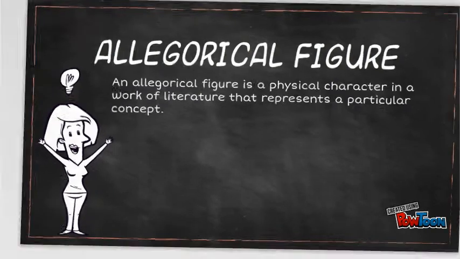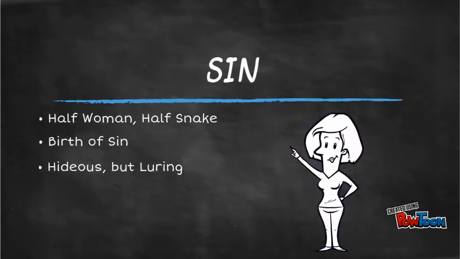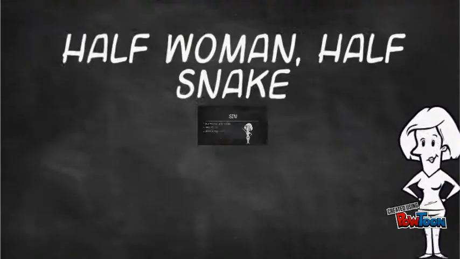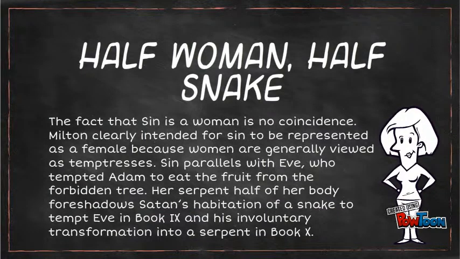Let's have a look at Sin. The fact that Sin is a woman is no coincidence. Milton clearly intended for Sin to be represented as a female because women are generally viewed as temptresses. Sin parallels with Eve, who tempted Adam to eat the fruit from the forbidden tree.